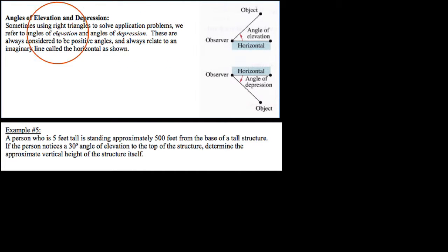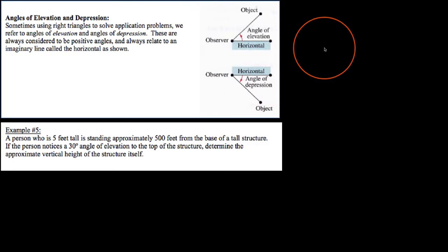Essentially, I just want to say they're always considered to be positive, and they always relate to an imaginary line called the horizontal. So if you see these two diagrams right here, we have some observers in either instance, and we have this imaginary left and right running line that we call the horizontal, that is parallel to the ground. We'll call anything that is going up from the horizontal, from the observer to some object, an angle of elevation, whereas if the observer was viewing something down from the horizontal, then it would be an angle of depression here.